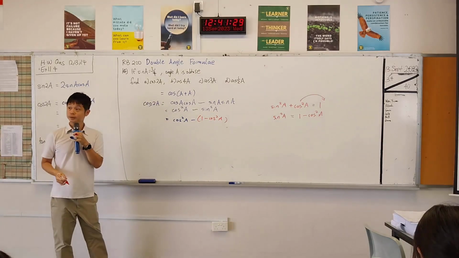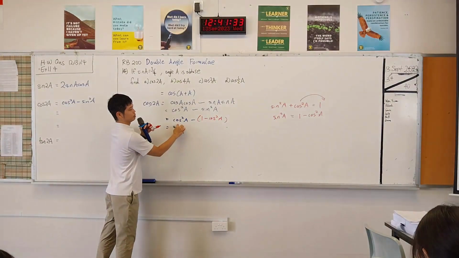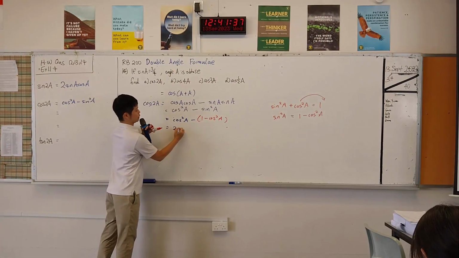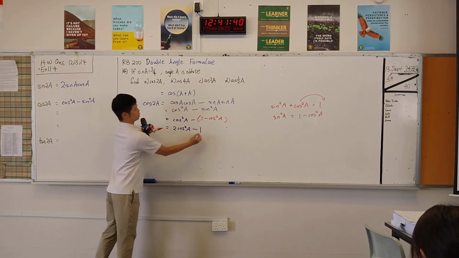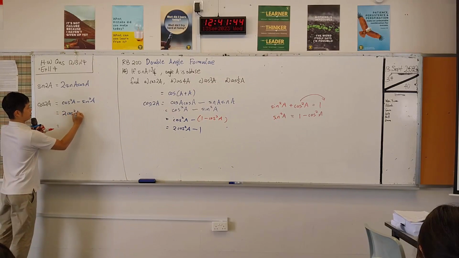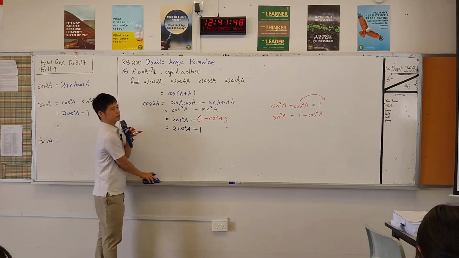So what's the new formula? Simplify. This one plus this, I have 2 cosine square A minus 1. So it's given during the exam again, so you all don't need to worry. 2 cosine square A minus 1. Of course, the last one is quite simple.